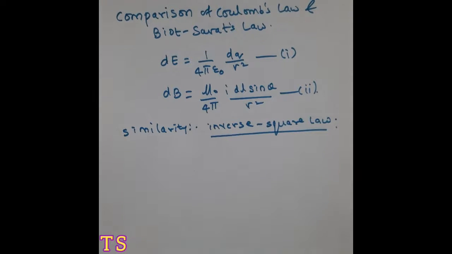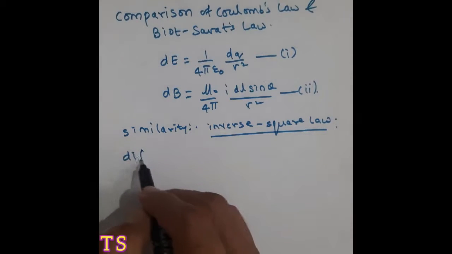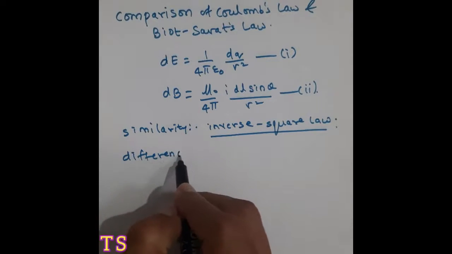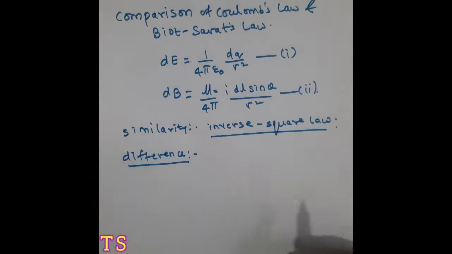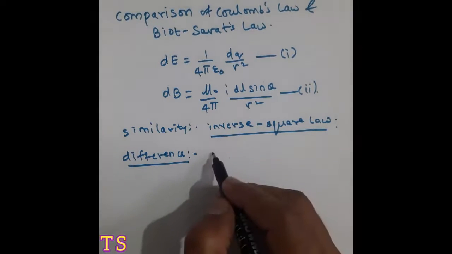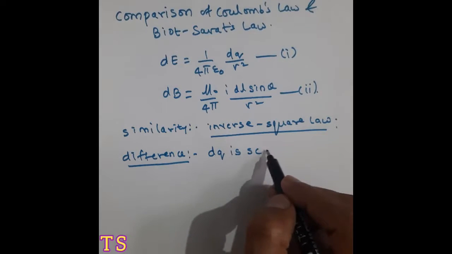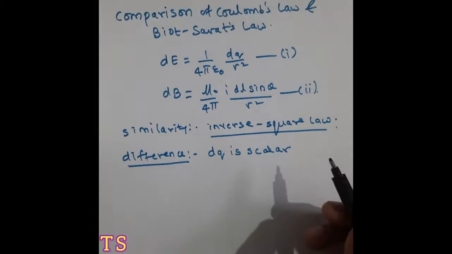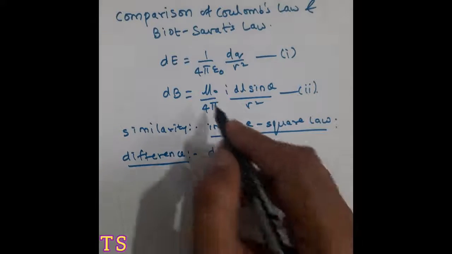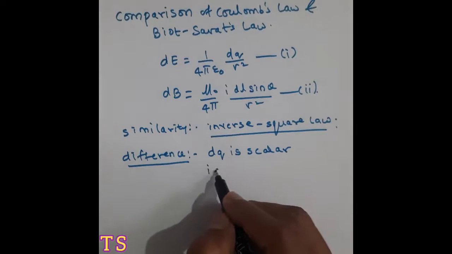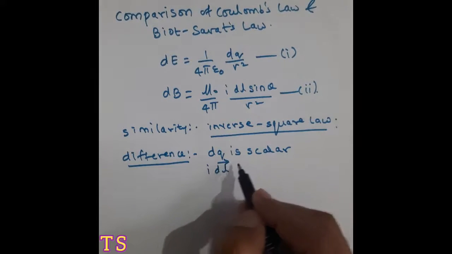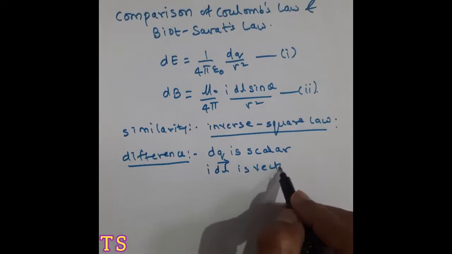Now there have to be some differences also. What is the difference we notice here? dq is a scalar quantity, whereas if you look at this, the current element I dl is a vector quantity. That's my first difference.